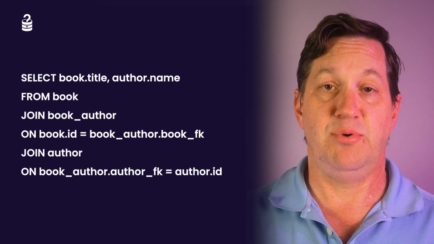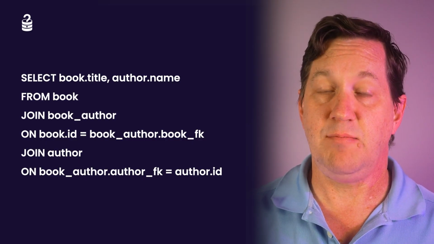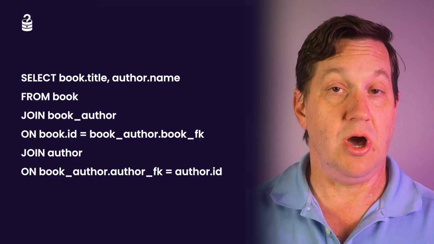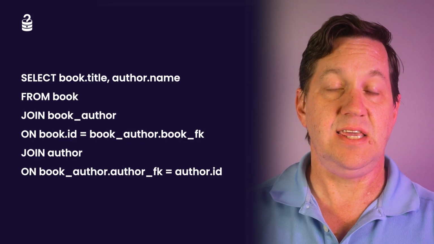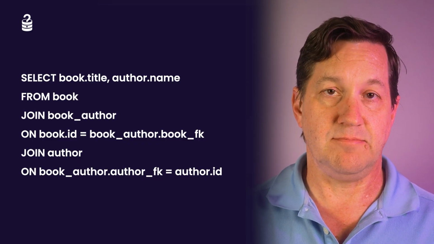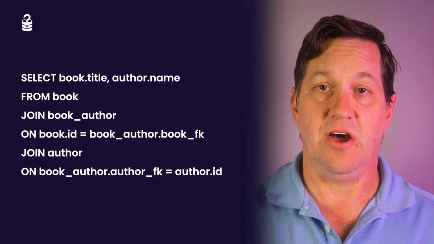The way to bring all this data back together is to write a select statement with a join like this. Select book.title, author.name from book join book author on book.id equals bookauthor.bookfk. Join author on bookauthor.authorfk equals author.id. The select statement's book.title, author.name clause is called the projection. These are the columns of data we're interested in fetching. You should note that it includes a column from the book table as well as a column from the author table. Specifically, we want the book's title and the author's name.